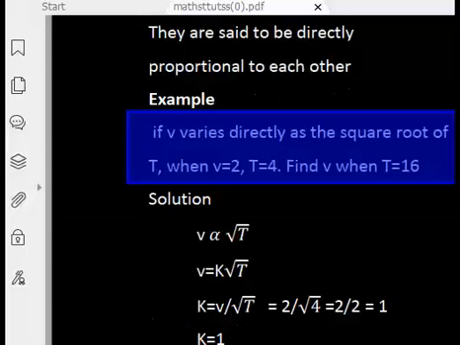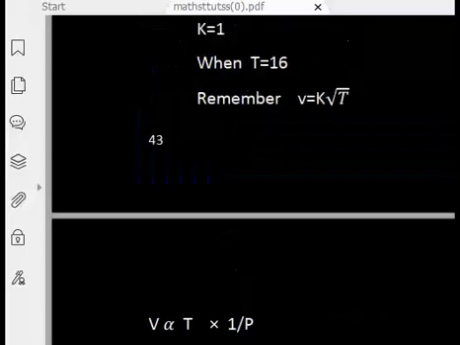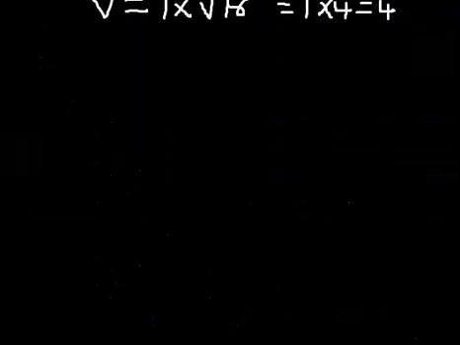We'll solve more questions, but let's talk about the next variation. We have direct variation and inverse variation. So in inverse variation, look at how we represent it. We use a reciprocal. If two quantities vary inversely to each other, we use a reciprocal to represent the variation statement.